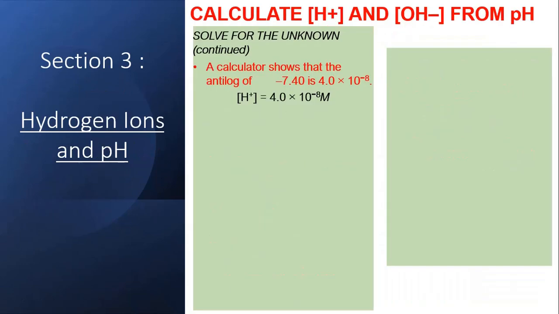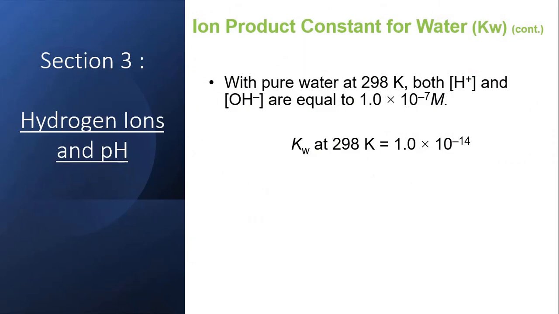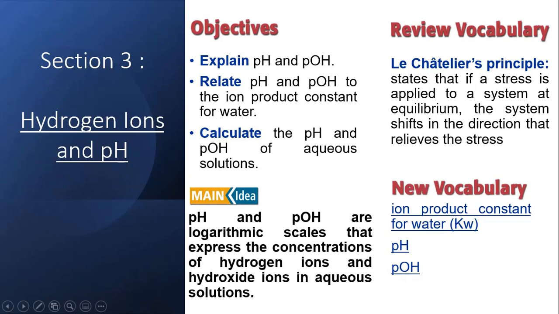Let's go back to section 3 for now and focus on pH and pOH. What are the pH and pOH concepts? In this section, we will revise the meaning of Le Chatelier's principle, which is about equilibrium. Le Chatelier states that if a stress is applied to a system at equilibrium, the system shifts in the direction that relieves the stress. So we are going to go to the side that has less stress.